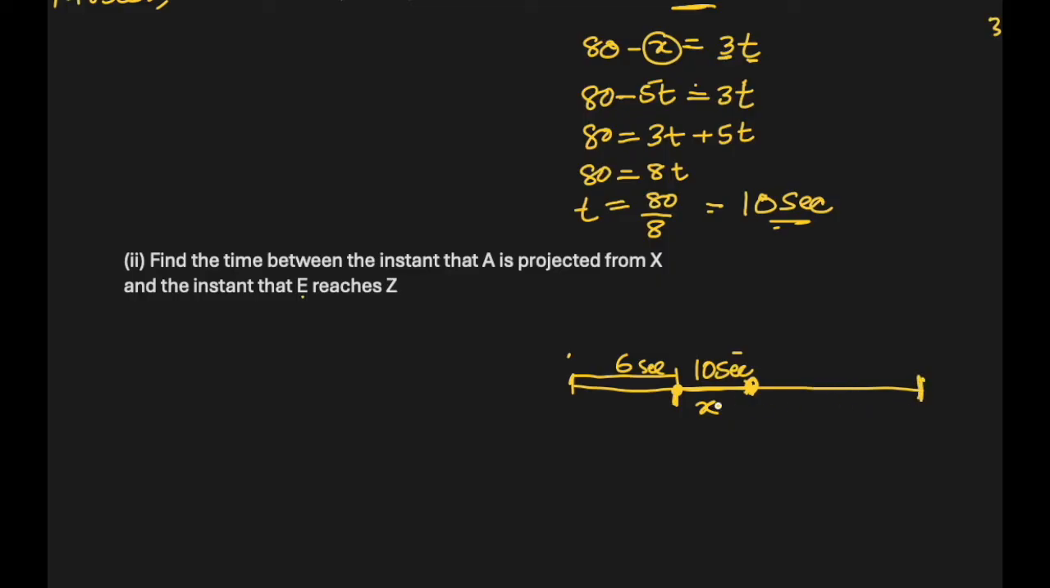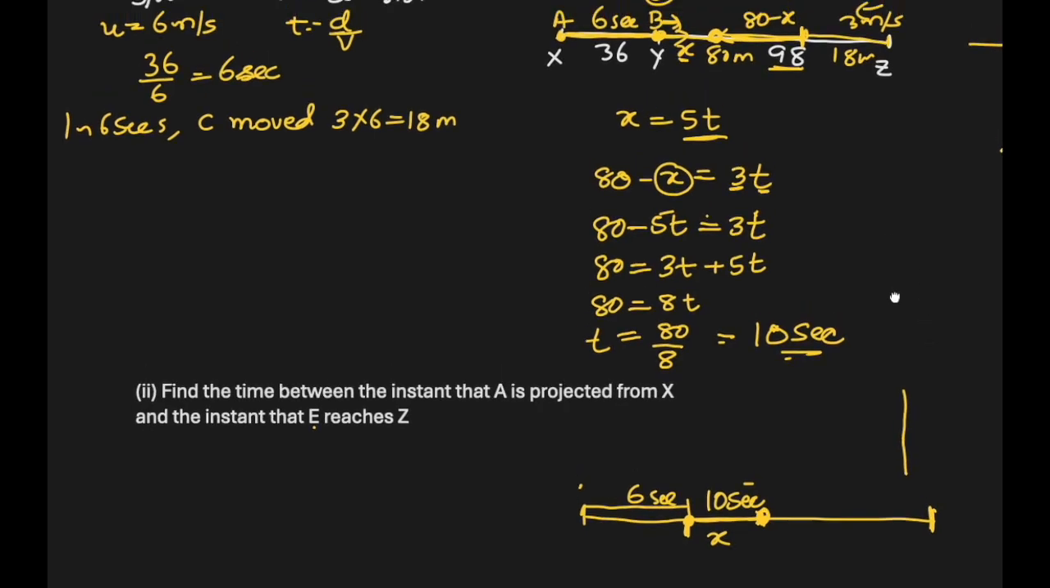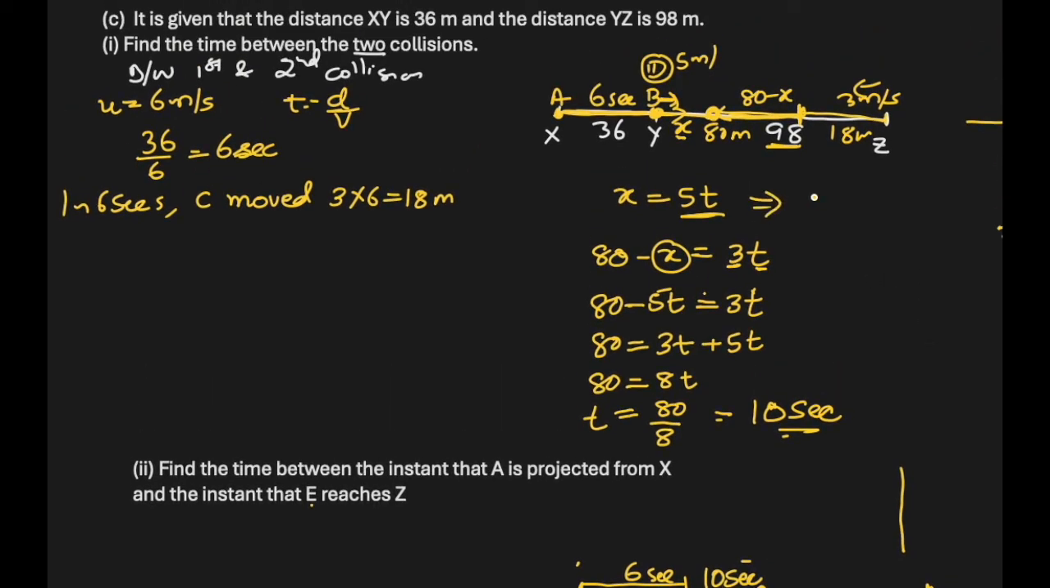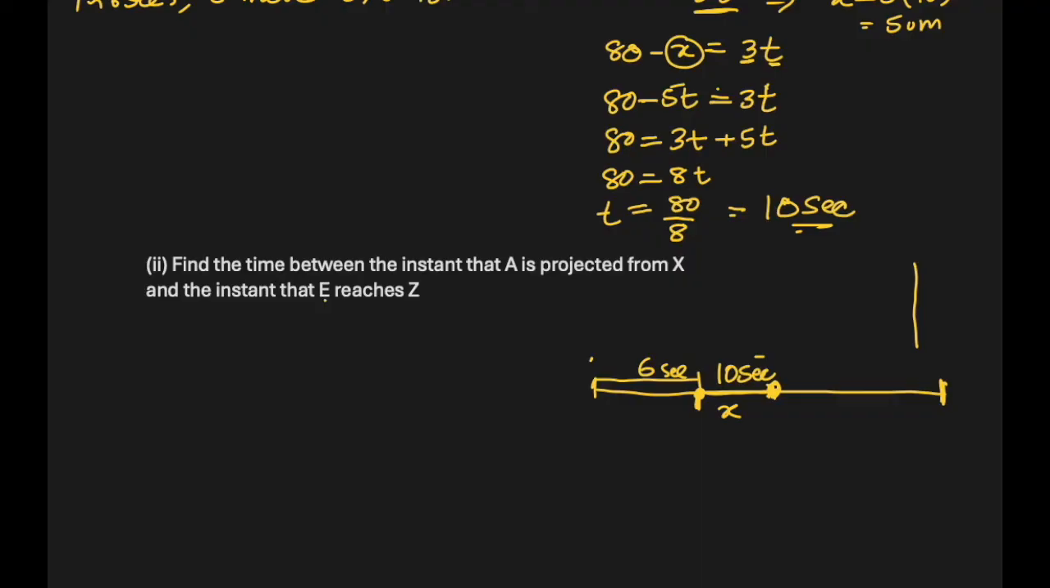Now here the total was 98, right? And x came out to be how much? Did we find x? No, we did not. Let's find x. From here we can find x now. X equals 5 times 10. T came out to be 10, so 50 meters. That means this distance is 50 meters, for which they took 10 seconds to travel. So out of 98, 48 will be left here, because 50 meters is till here, so 48 meters from here till here.